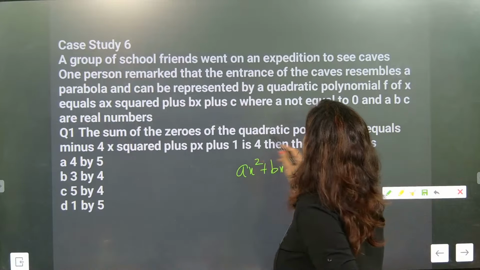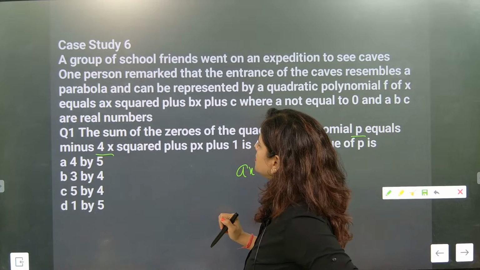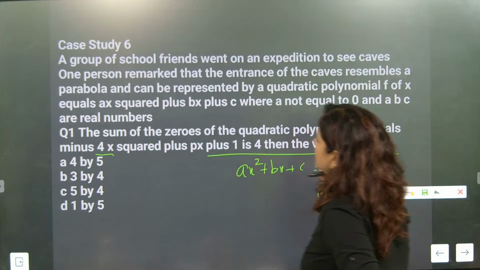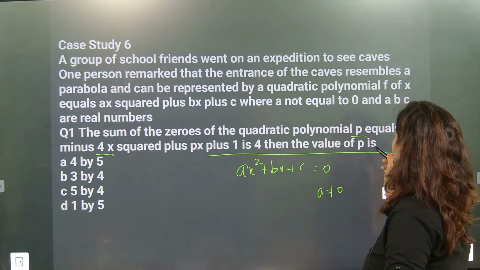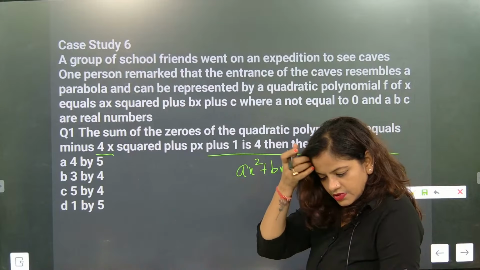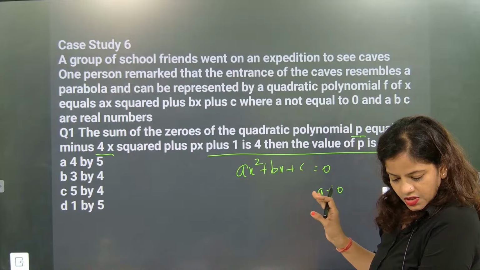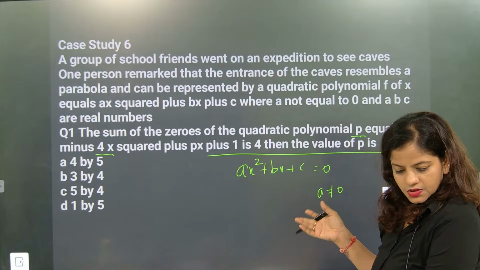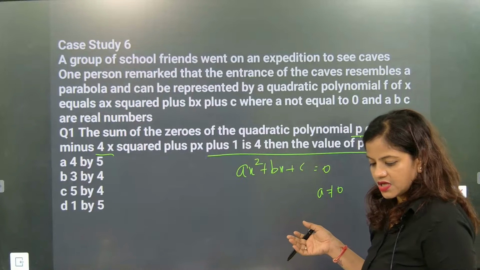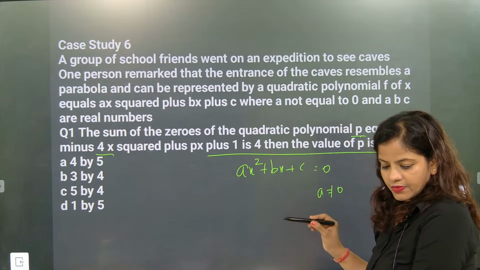So the sum of the zeros of quadratic polynomial p equal to minus, wait, I need to check this question. Some mistake has been done in this question. I too don't know from where she has taken it. She just gave me this question. I will read the statement and try to solve.